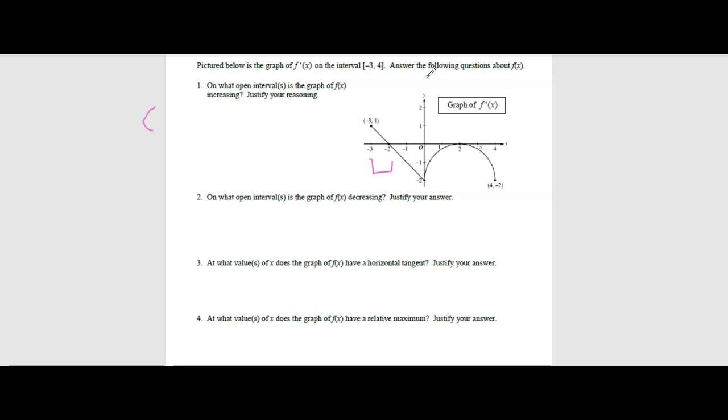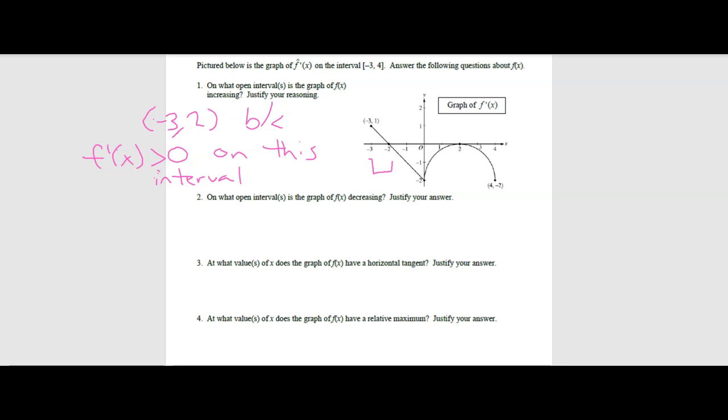So on the open interval -3 to 2, and we do need our justification because f prime of x is greater than 0 on this interval. One easier way to do it rather than writing out these words is to just say f prime of x greater than 0. You can spell that out if you want to. You can just write out the words f prime of x is greater than 0 or is positive on this interval. Either way is okay.